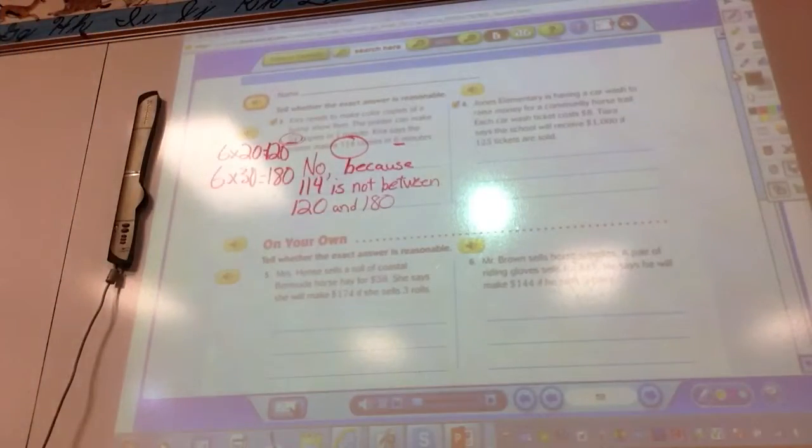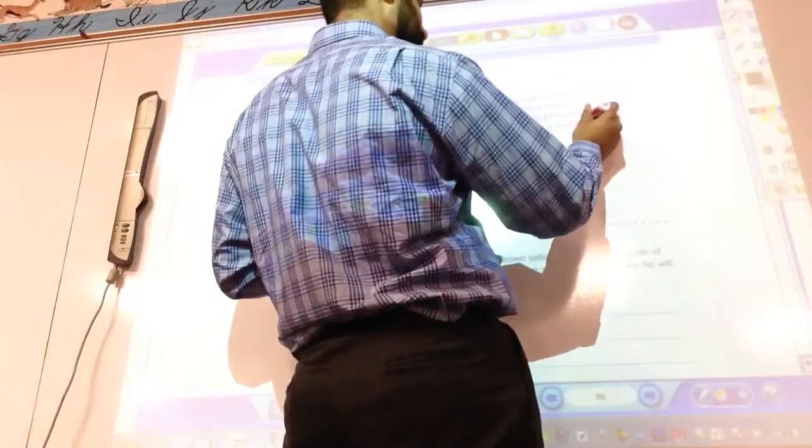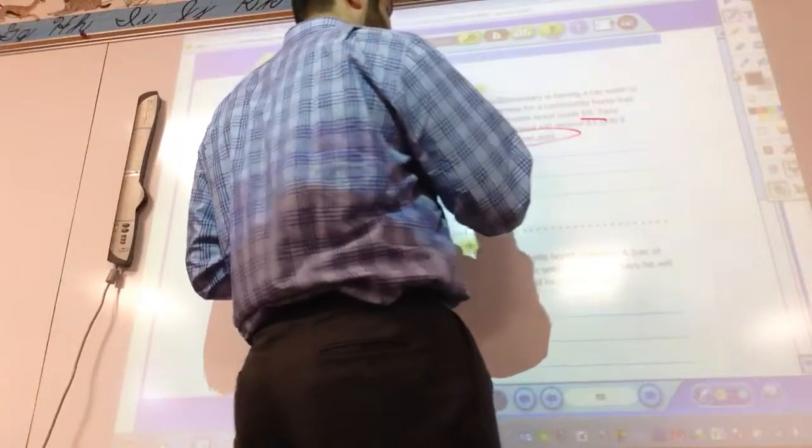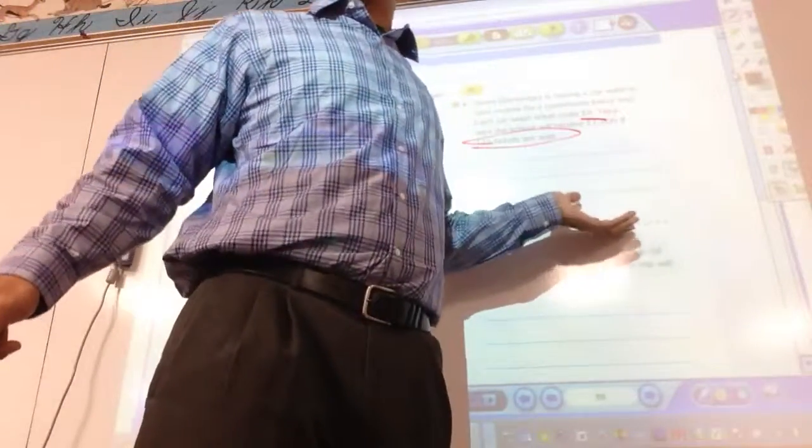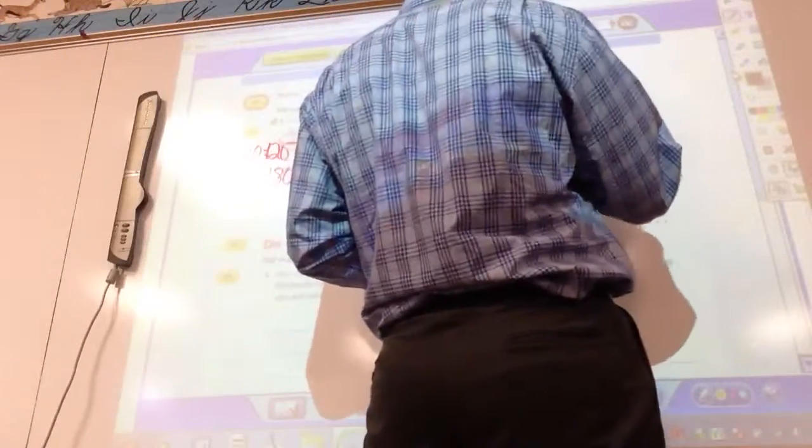Jones Elementary is having a car wash to raise money for a community horse trail. Each car wash ticket costs $8. Tara says the school will receive $1,000 if 125 tickets are sold. Okay, so we have $8 tickets. We're thinking we're going to get to 125 if they're sold, so we need to sell to get $1,000. So $1,000 is what we're thinking, okay?